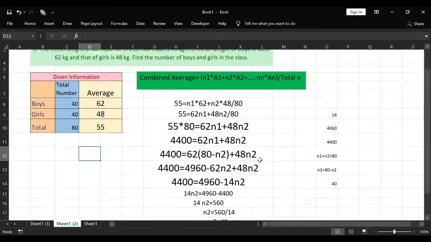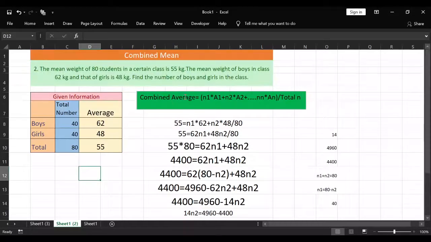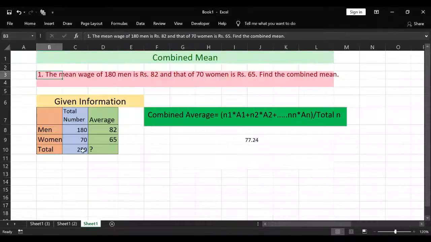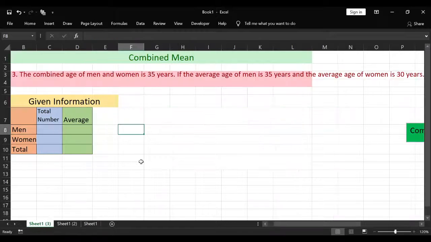So you can evaluate your solution by applying the values here. N1 40, A1 62, N2 40, A2 48. So you will get the combined average of 55. So this is how we are going to use the combined mean formula. Hope you understood. So this is your assignment problem.